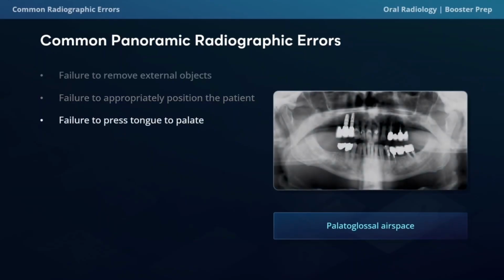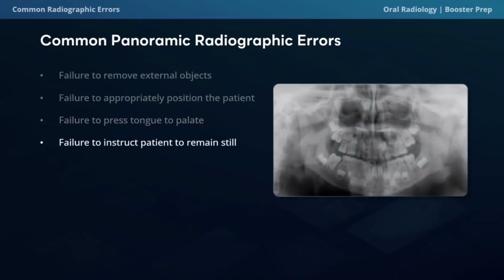If the patient doesn't press their tongue up against the roof of their mouth during the scan, we often see this dark band, or the palatoglossal airspace, over the roots of the maxillary teeth. And lastly, if the patient fails to remain still, and this happens in the case of perhaps pediatric patients who are scared of the panoramic machine, or someone who may just have a difficult time standing without support, as they're having the panoramic taken, it can result in a blurred or distorted image. And in this pan, the mandibular canine and premolar area on the right side appears to be blurry compared to the left side. All right, that is all the content for this video.